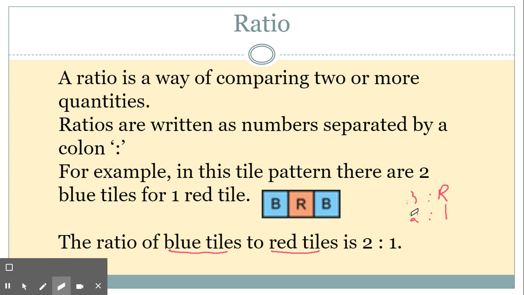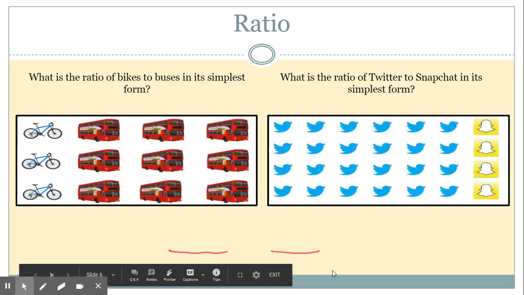Before I go and do another example, how can you simplify ratios and how can we work with ratios? Today we will just talk about simplification of ratios. So what do we have next?